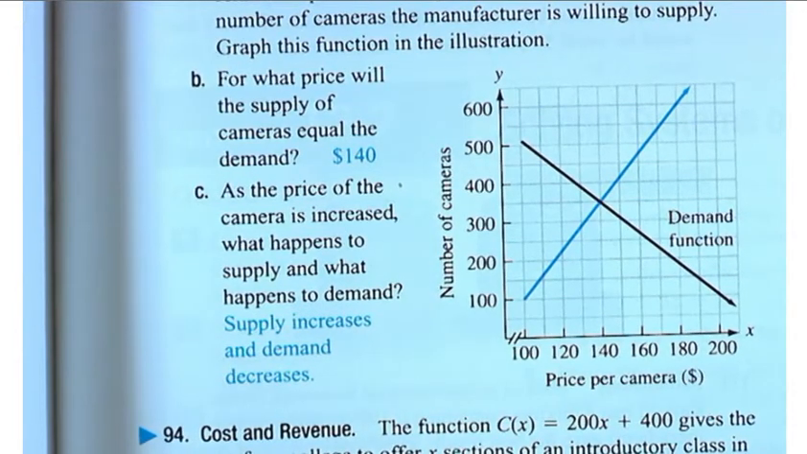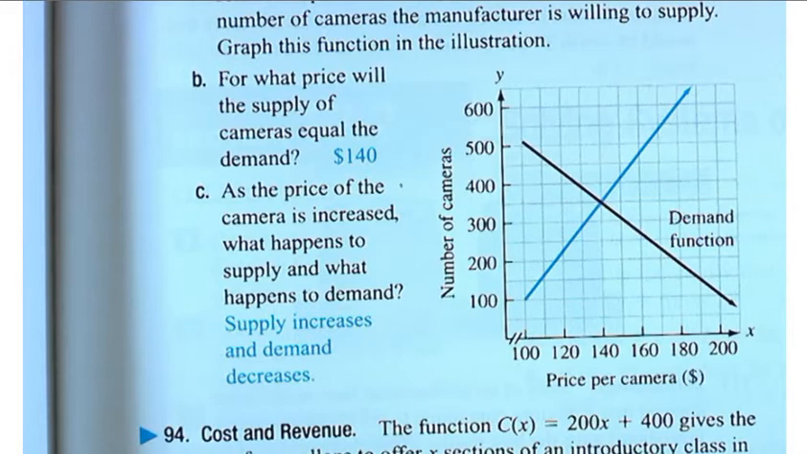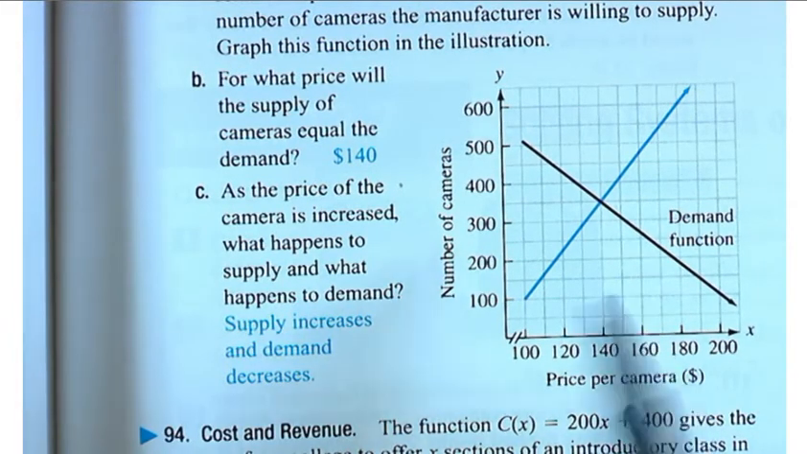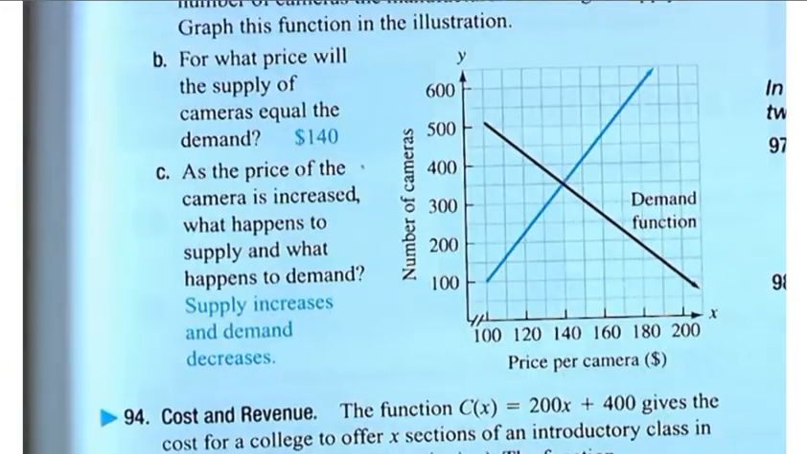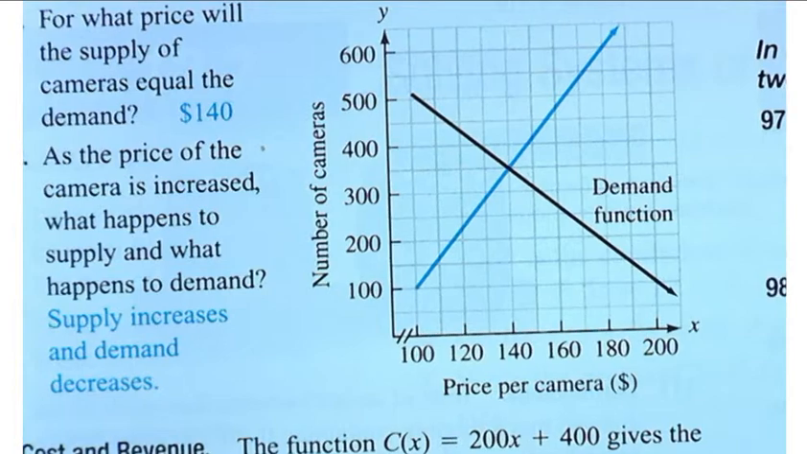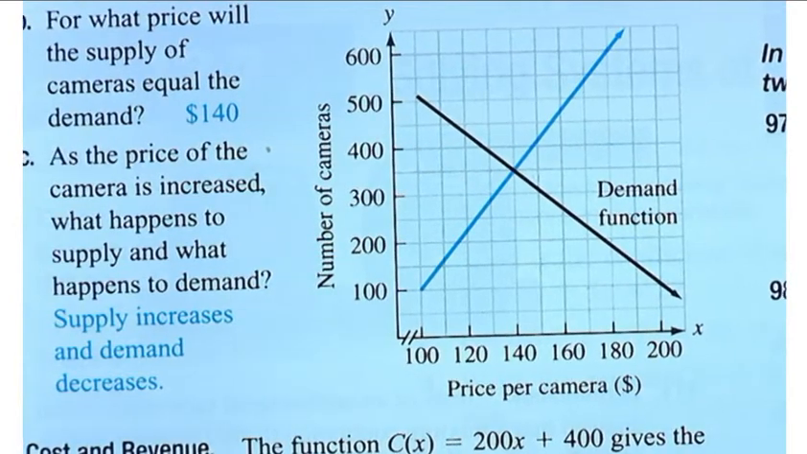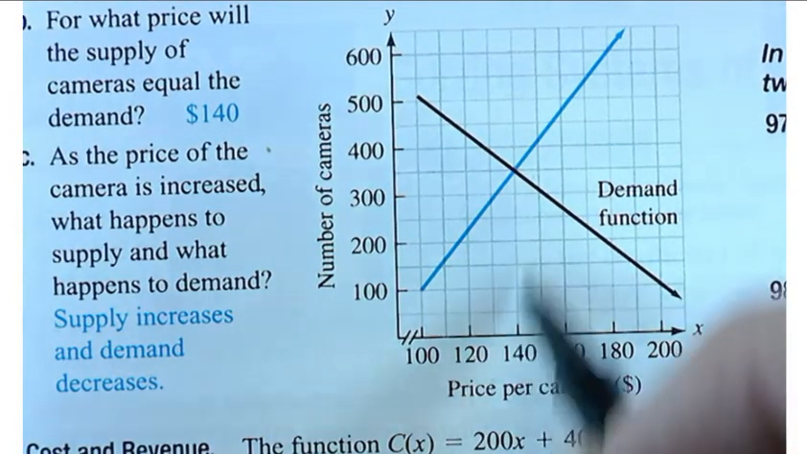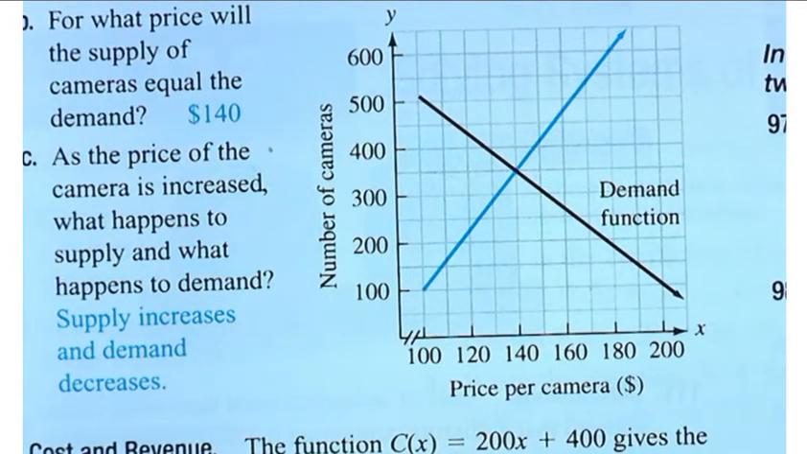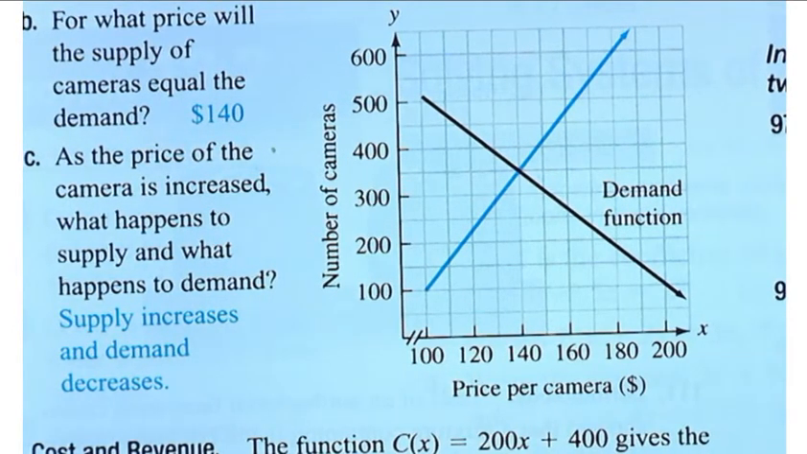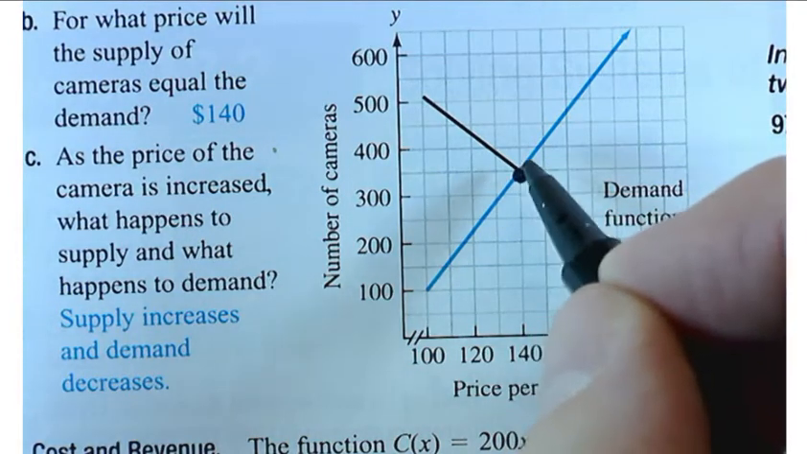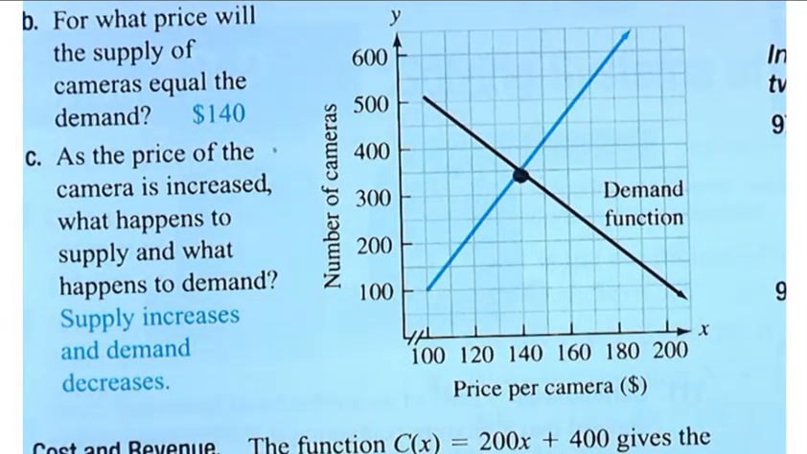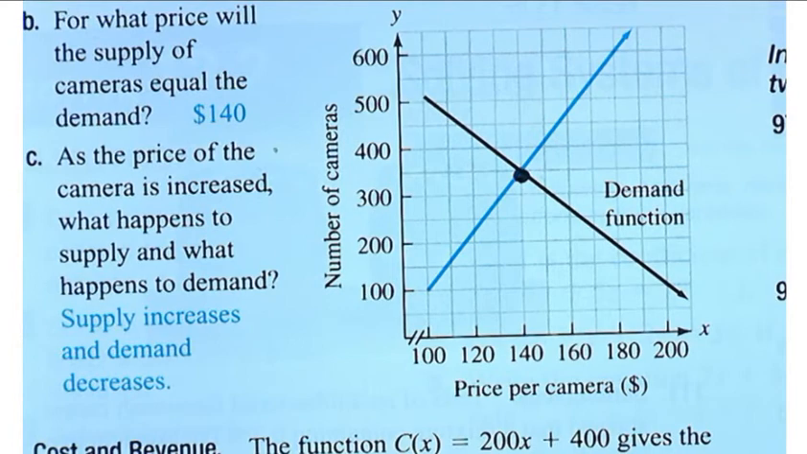When you find the solution to a system of equations, you're looking for a special kind of point. Can anyone tell me, without even reading the problem or doing the problem, what the solution is to this system of equations? Yeah, about 140 and 350, right? Don't forget that your solution is the point where these things cross each other. So geometrically, I want you to know that.